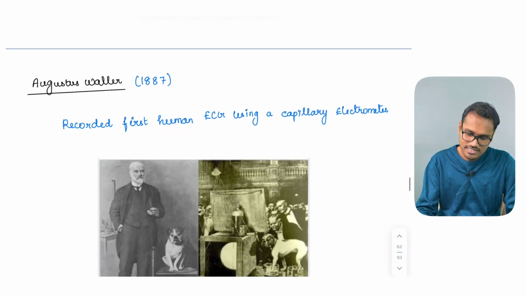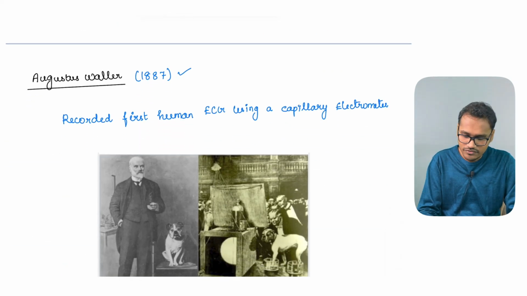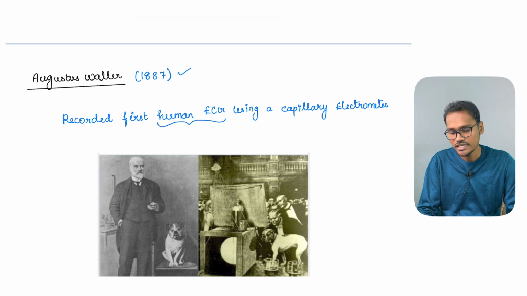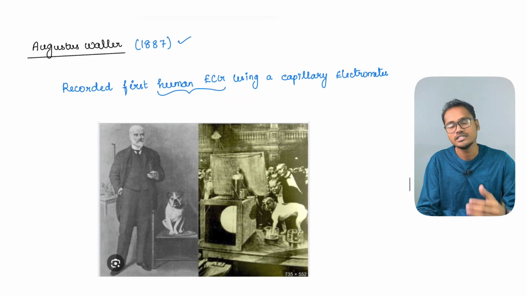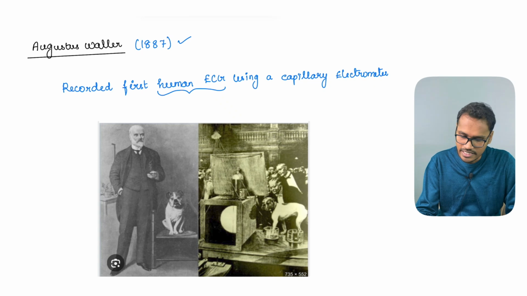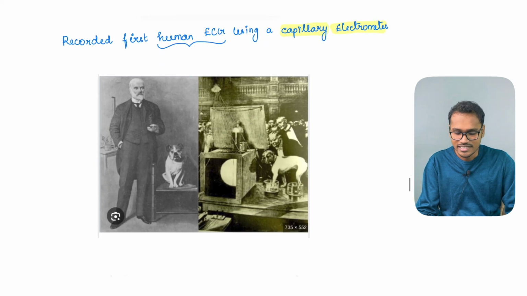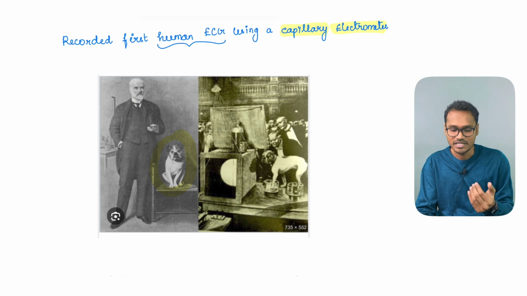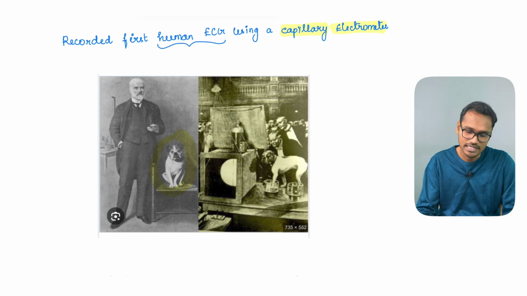Next, Augustus D. Waller recorded the first human ECG, but he did not use a string galvanometer. He recorded with the help of an instrument called a capillary electrometer. As you can see here, he first recorded this activity on a pet dog, a bulldog named Jimmy, and his study on Jimmy became very famous. He was the one to record some of the activities of the heart on the surface using a capillary electrometer.